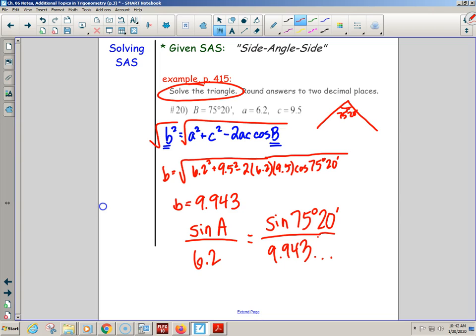You know that this would have to be 6.2, and you know that this would need to be A, B, C. C would need to be 9.5. There's only one triangle that has an SAS. It's not an SSA, but when you go plugging into law of sines, it's like an SSA. Just something to be aware of.